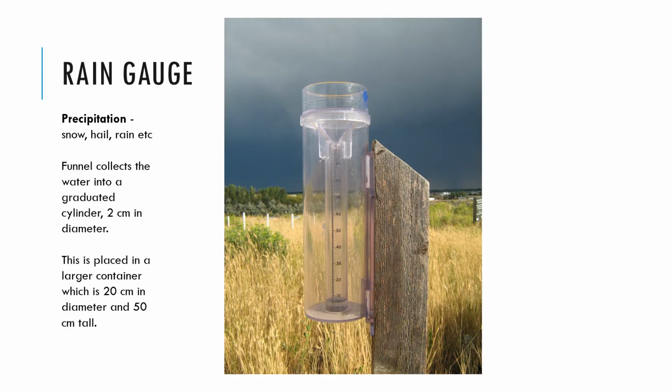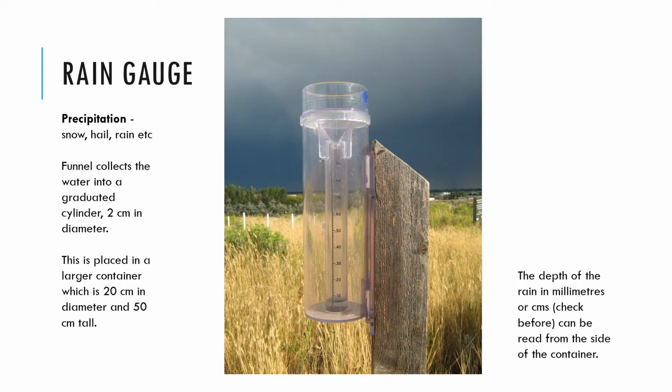And you can also see that the cylinder that's got the units and measurements on it is placed within a larger container. And that's really important to know. Now that container can vary in height. Generally speaking, it could be up to 20 centimeters in diameter and 50 centimeters tall. It very much depends on what you're collecting. So the depth of the rain can be given in millimeters or centimeters, but always double check the units on the side of the cylinder.